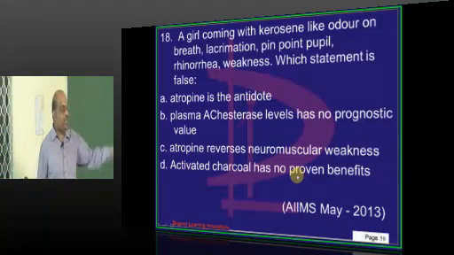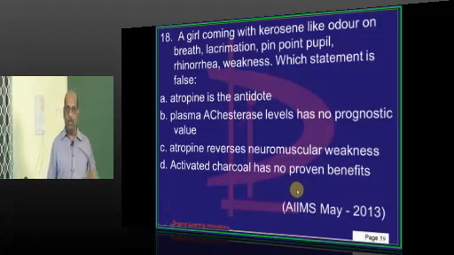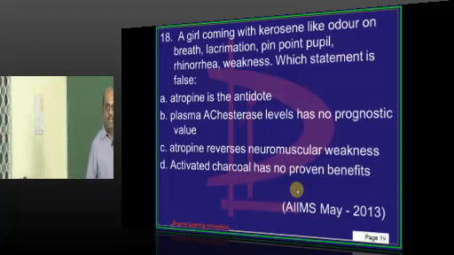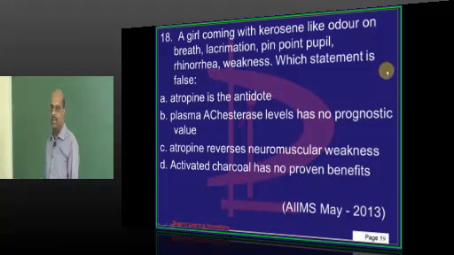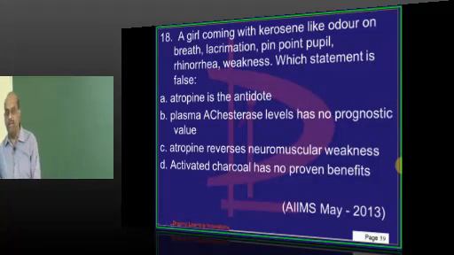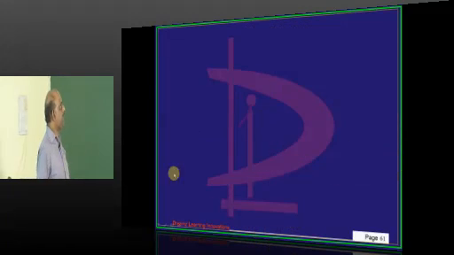Will atropine reverse neuromuscular weakness? Atropine acts on muscarinic receptors. In the neuromuscular junction, what is there? Nicotinic receptors. So it has no effect on the neuromuscular weakness basically.